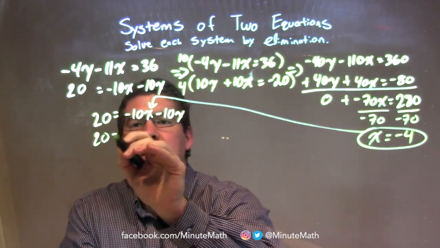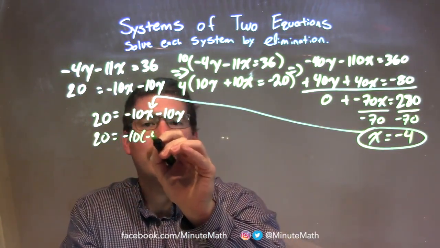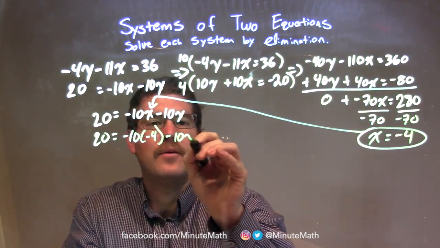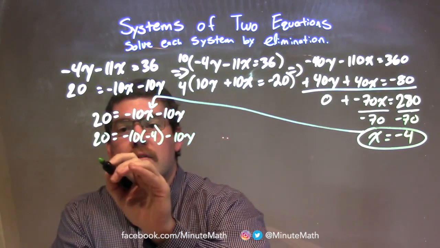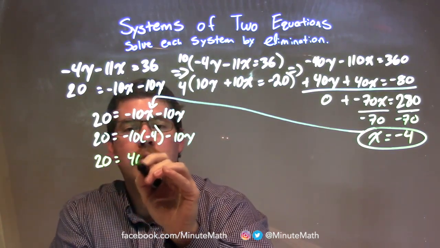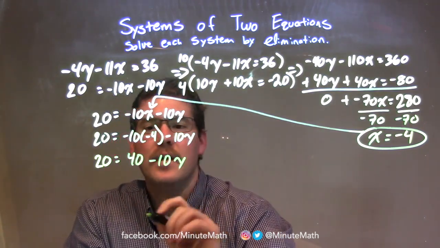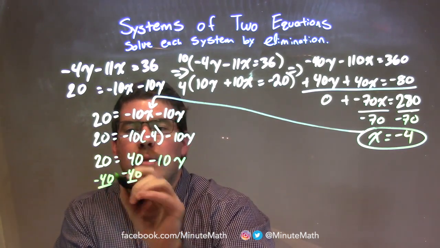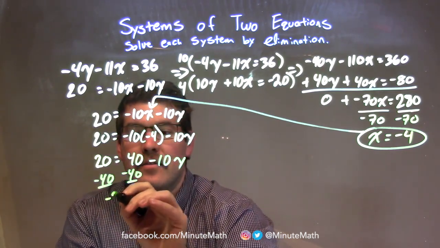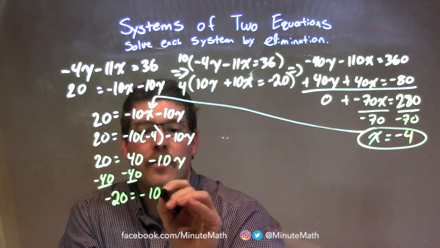So we have 20 equals negative 10 times a negative 4 minus 10y. Simplify that. Negative 10 times a negative 4 is a positive 40. So we have 20 equals positive 40 minus 10y. And then I'm going to subtract a 40 from both sides, leaving me with 20 minus 40, which is negative 20, equals negative 10y.